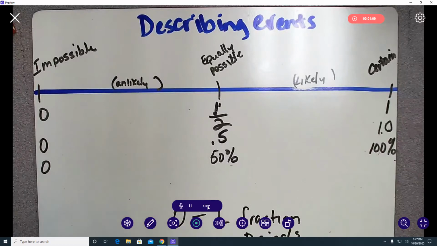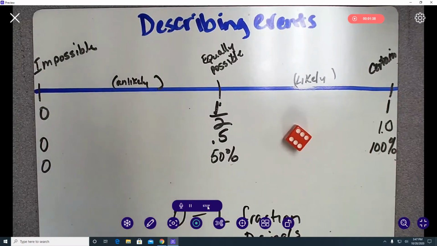So if we have an event, let's say we roll this die, and there are 6 numbers on this die, 1, 2, 3, 4, 5, 6. And we want to know the probability of rolling a 7. Well, we know there's no 7 on this die, so that is going to be impossible. So we would describe that event as impossible.